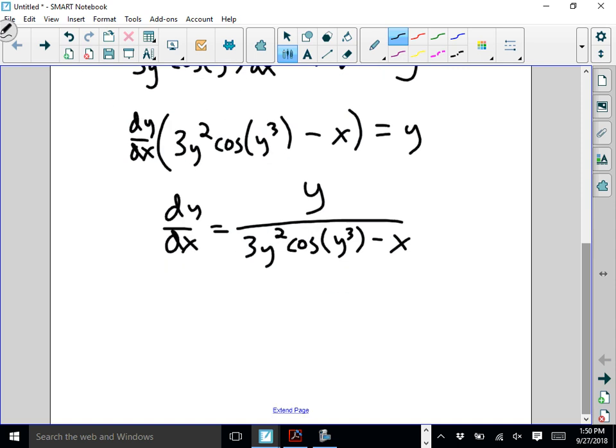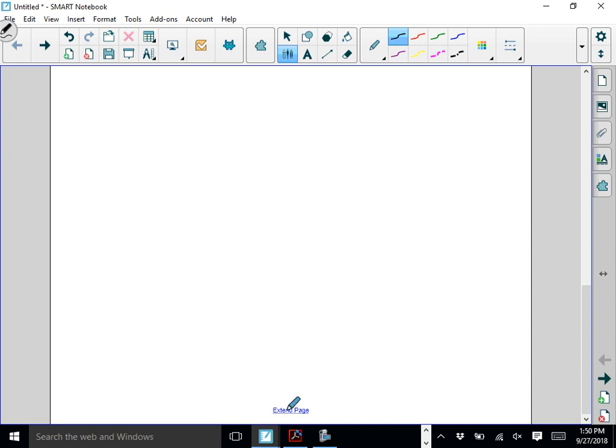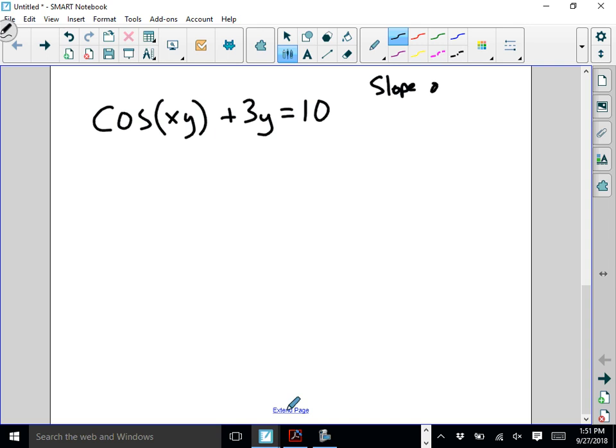My function now is cosine of xy plus 3y equals 10. And what I want to do is find the slope of the tangent line at the point (0, 3). So I want to look at the slope of the tangent line to this graph at (0, 3). Okay, so for the slope of the tangent line, again, I need to find dy/dx, then I just have to plug in the point (0, 3).